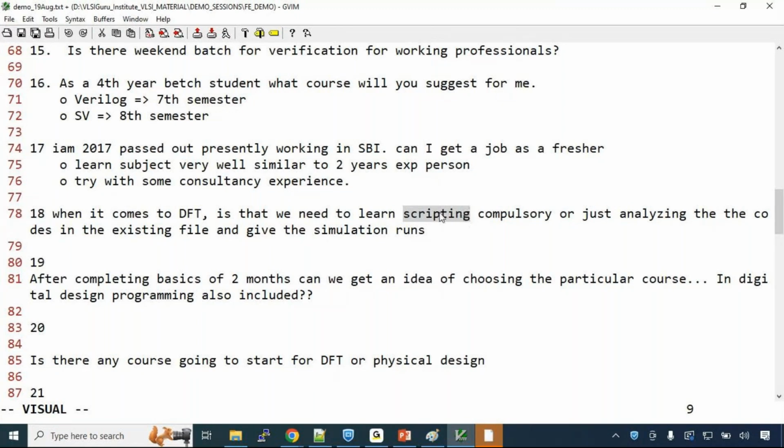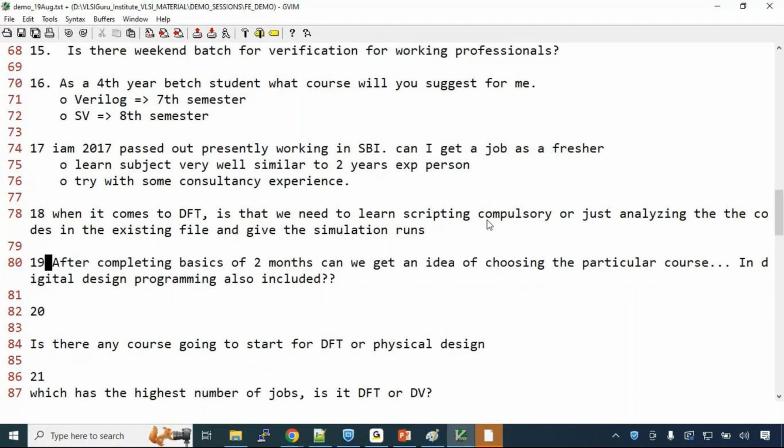If you ask me compulsory, it's good to learn, very good to learn, because when you learn, your skill set gets improved and your profile gets improved. So it's good to learn scripting, and it won't be just analyzing the code. Good to learn the scripting, but not immediately. Over 3-4 months down the lane, as you start training, there you can learn.